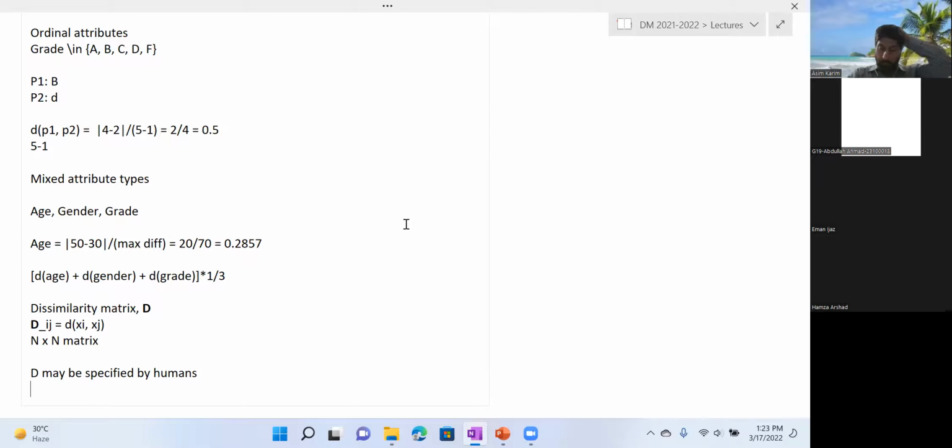Okay? So in other words, you don't need to have a distance function or a dissimilarity function explicitly if you want to do clustering, as long as you have those distance values or dissimilarity values for the objects in your data set. Okay. All right. Any questions?